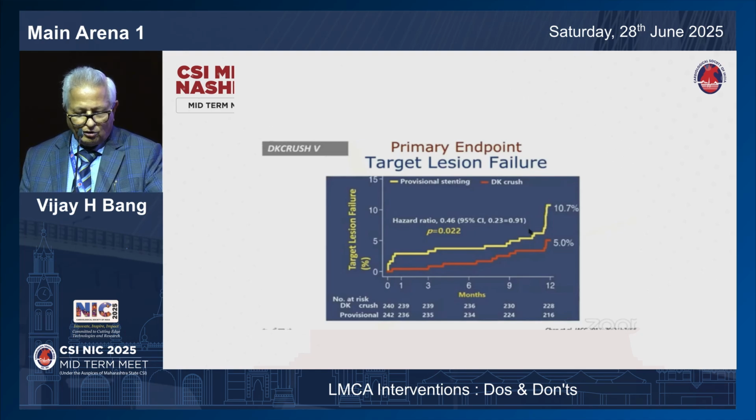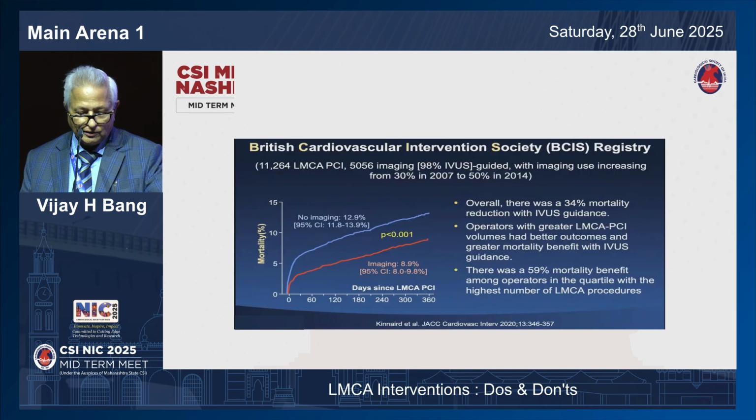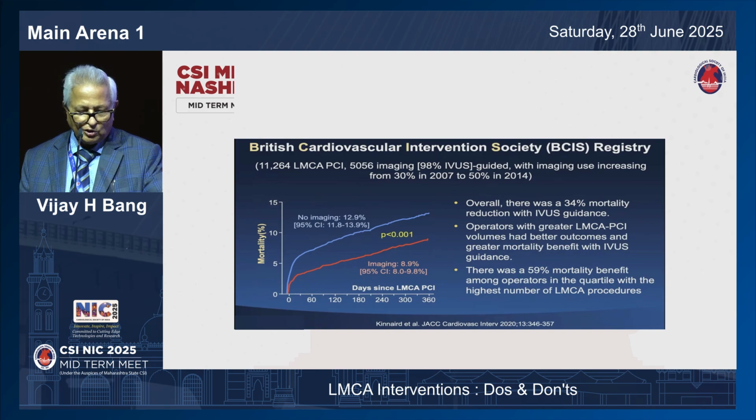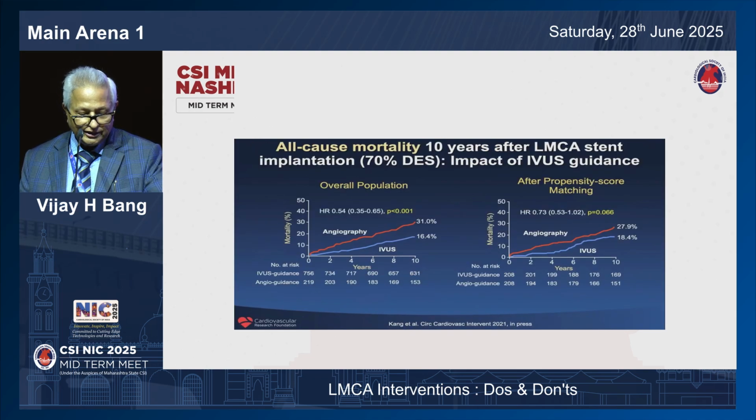And when we compare the data of one strategy over the other, the DK crush gives an even better result than the provisional. That is something very, very important to note. Doing imaging is very important while doing a left main case. Particularly, 100% of cases should be done with imaging when you do left main PCI, whether it is provisional or a two-stent strategy, because the results are phenomenally different and way better: MI rate and death rate are also 50% better in the long-term result.